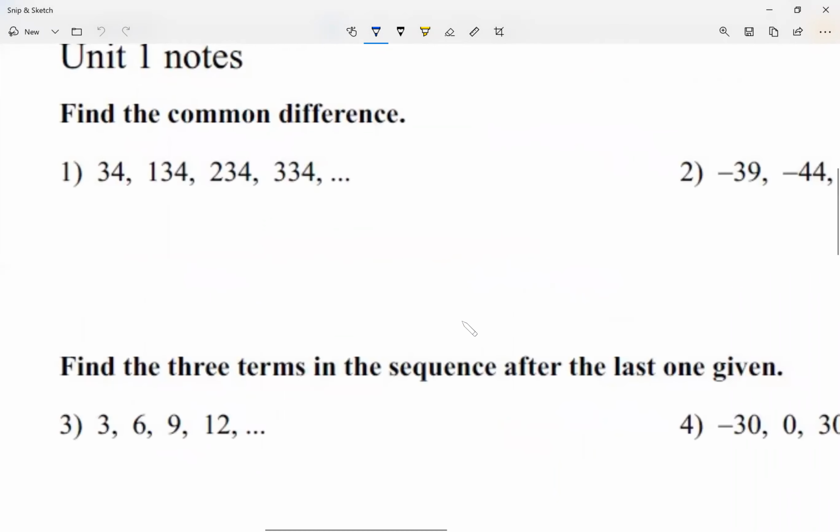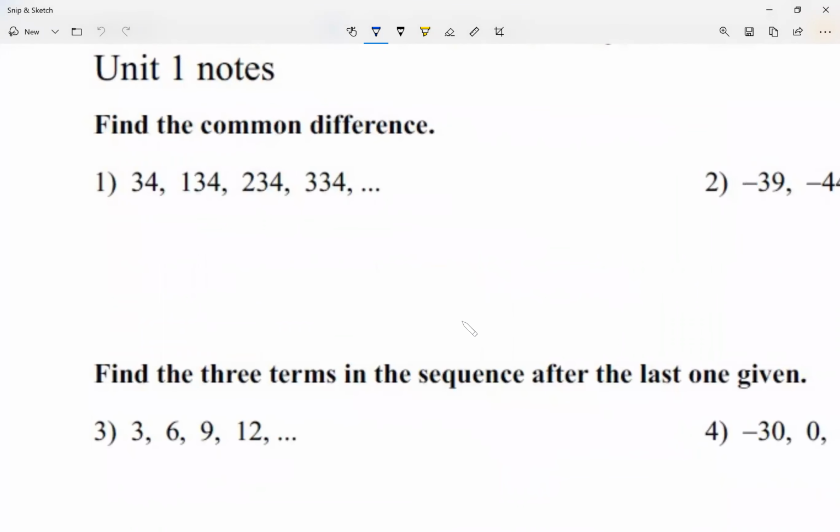So let's take a look at questions 1 and 2. It says find the common difference. What that means is what's the number that I keep on adding? Right? If I'm subtracting, it would be a negative number. If you guys can already see, like from 34 to 134, and then 234, 334, there's a number I keep on adding. Some people can just see it.